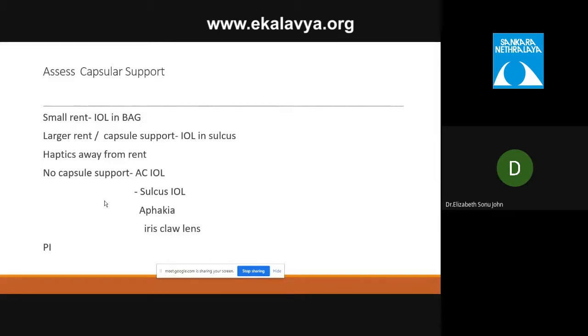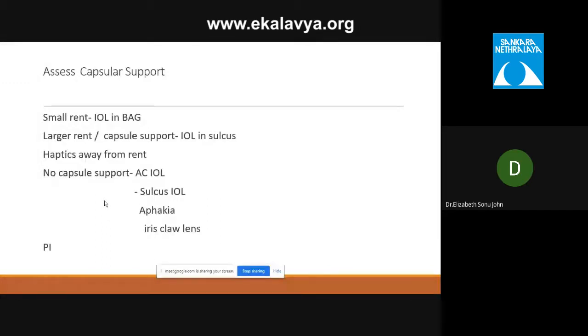And iris claw lens is the other choice, but the outcome is not so good. So sulcus IOL, if there's a VR surgeon in the OT, you can do it as a primary procedure. Otherwise, you can wait and do it as a secondary procedure.